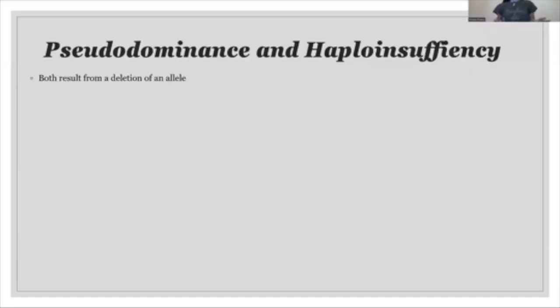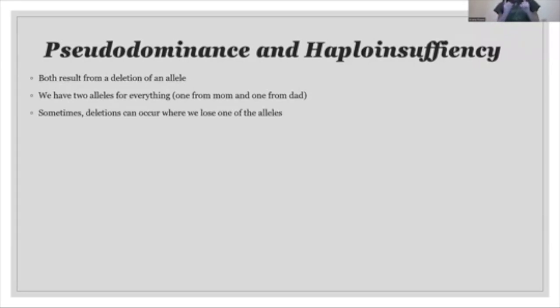So both of these are going to result from the deletion of an allele. Remember that we have two alleles for everything. We have one from mom and we have one from dad. And sometimes we can have a deletion where we lose one of the alleles. So we might lose the one from mom and only have the one from dad, or we might lose the one from dad and only have the one from mom. And remember, these alleles could be dominant or recessive. So you might lose a dominant allele, you might lose a recessive allele, or stuff like that.